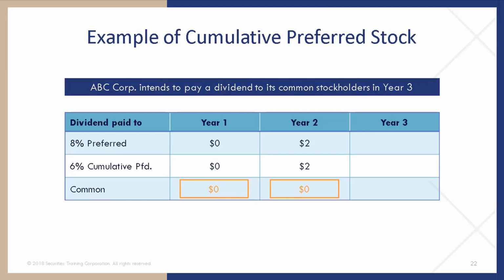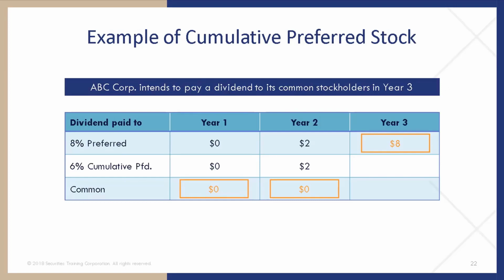Well, since they didn't pay what they were supposed to pay the preferred shareholders, they can pay common nothing. So the question is, they have a good year, year 3, and they want to pay common shareholders a dividend. What do they need to pay in year 3 to the 8% and the 6% preferred? Well, since the 8% is non-cumulative, then they only have to pay $8. However, the 6% is cumulative, which means they owe money in year 1 and year 2 on that. And if they want to pay a common dividend, they have to pay what they owe to the 6% preferred.